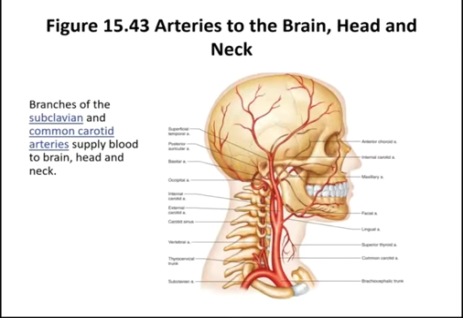So up here, arteries to the brain, head, and neck. You have the subclavian vein and the common carotid artery, and both are going to supply branches, right? The common carotid is mostly just going directly up there, but the subclavian supplies branches that are going up to the brain, the head, and the neck. You can see that in the picture.